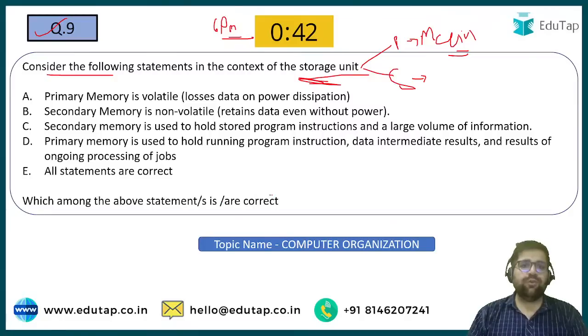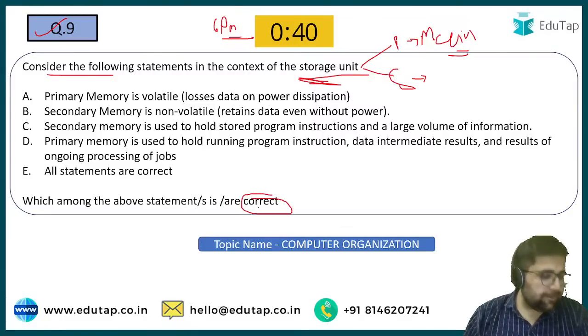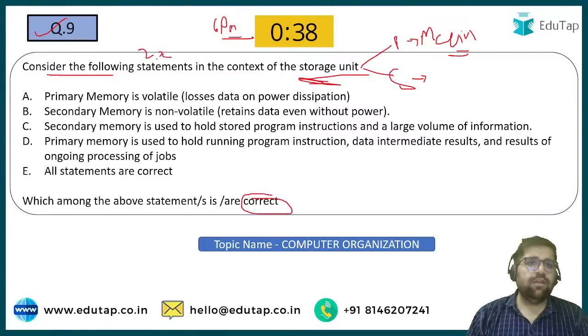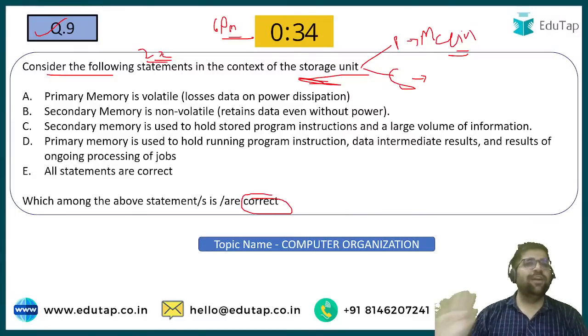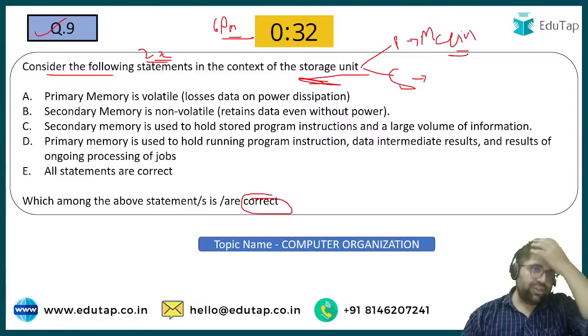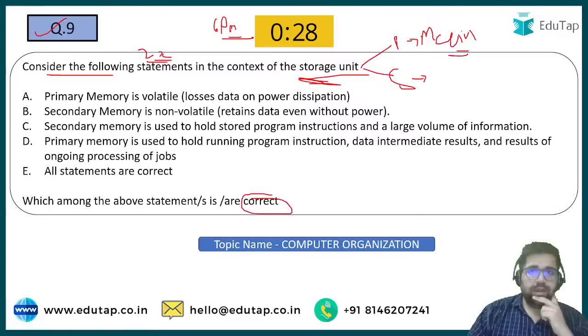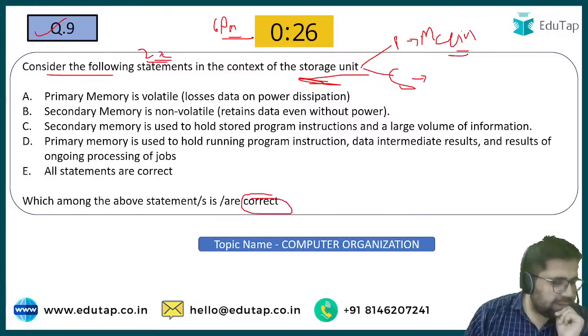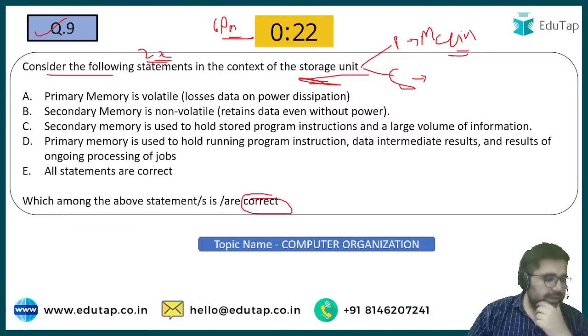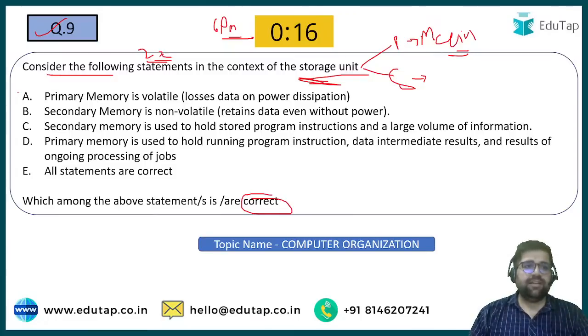Mind you, here you have to identify the correct one. Now this is again 2x the level of NABARD. If you are able to solve this, then you can definitely do well in NABARD as well. Question number 9, D. Okay, iOS is saying it's E. Aryan is going with E. All are correct. Yes, let me see the statement.